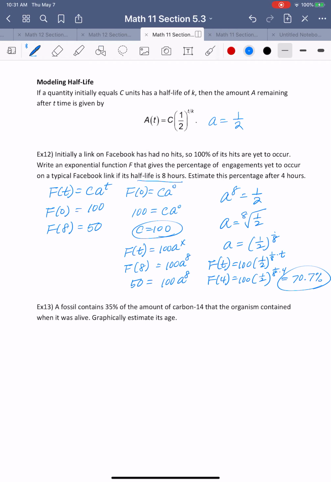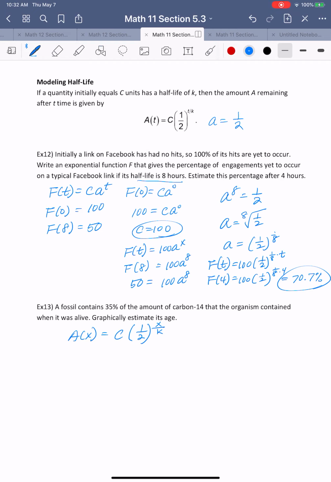Example 13. A fossil contains 35% of the amount of carbon-14 that the organism contained when it was alive. Graphically estimate its age, though you can just find it here. So A of x equals c times, and we can use the half-life formula, x over k, or t over k.